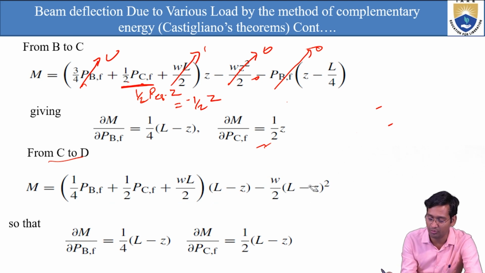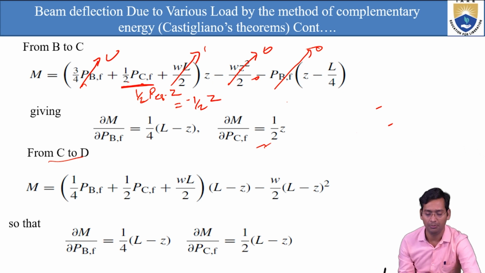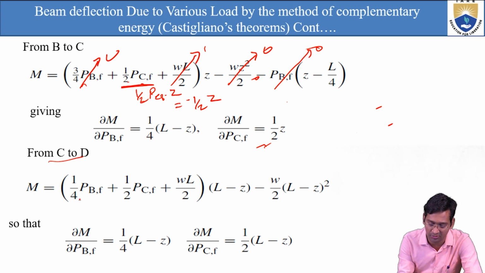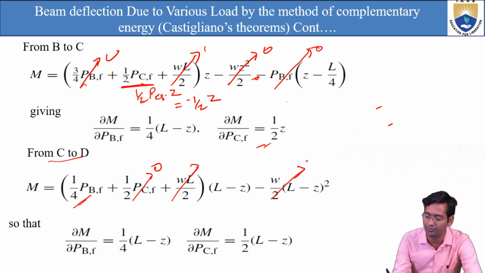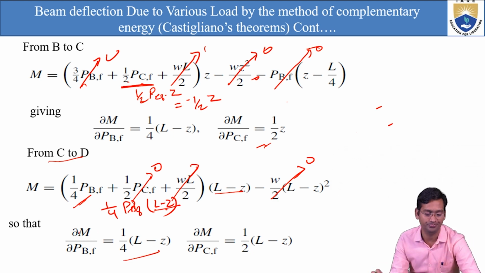So now this is the moment equation, right? Once we have the moment equation, similarly just differentiate with respect to PBF and PCF. First differentiate with respect to PBF. Where is the PBF? PBF is only with this term, right? So this will be constant, 0. This will be constant, 0. This also, there is no PBF, so 0. So now what is that? 1/4 PBF into this (L minus Z). Differentiating, this PBF becomes 1. So what we get after differentiation is (L minus Z)/4. So 1/4 (L minus Z) is del M by del PBF.